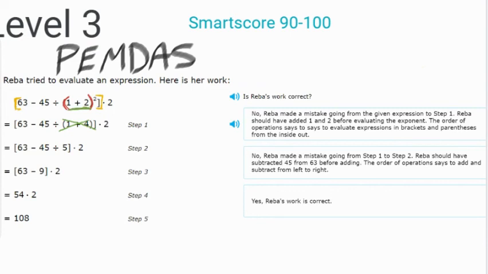So yeah, this was wrong, right? Because 1 plus 2 should equal 3. So technically it should have been 3, and the exponent of 2 would have still been there. And they would have gone from there. So Reba made a mistake going from the given expression, the original problem, to step 1. I think this is correct because Reba should have added 1 and 2 before evaluating the exponent. Correct. Yep, that's our answer.